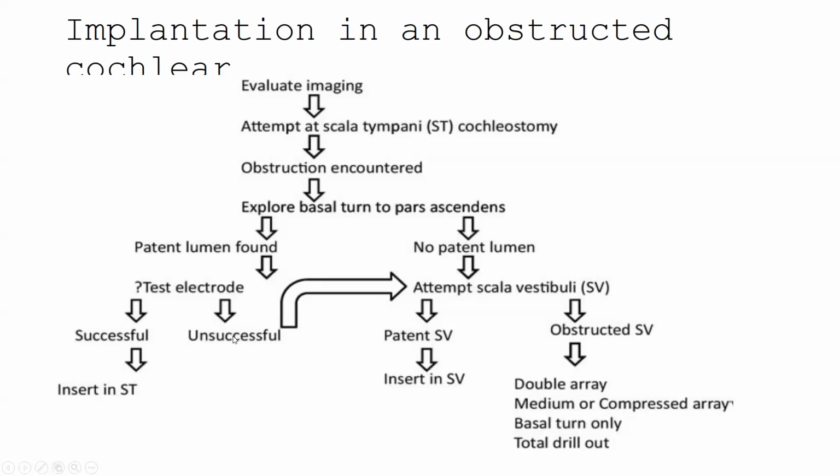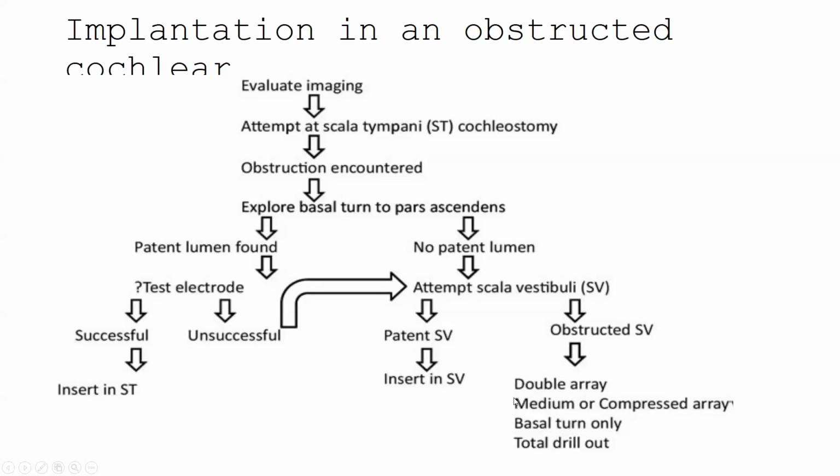If the test electrode insertion is unsuccessful and meets resistance, then we are going to attempt a scala vestibuli insertion. That means we don't have a patent basal turn scala tympani. So if we find the scala vestibuli is patent, then we shall insert our electrode into the scala vestibuli. If the scala vestibuli is obstructed, then this is when we consider the advanced options, either to get a double array electrode if it's available to you.